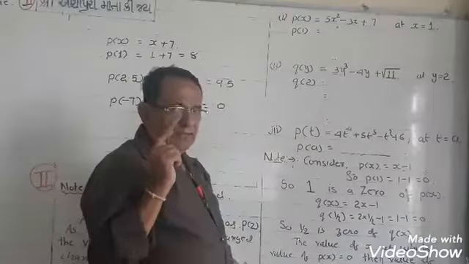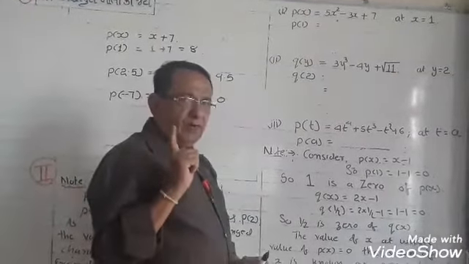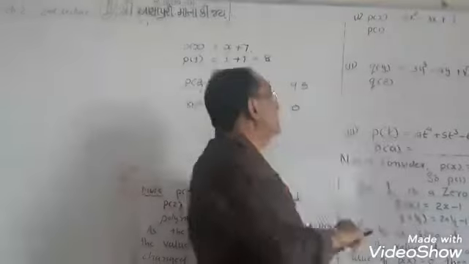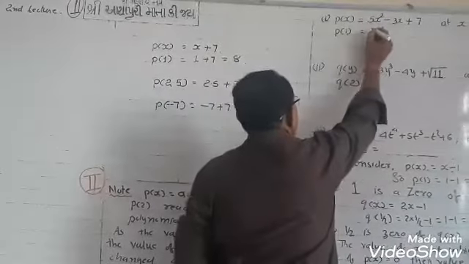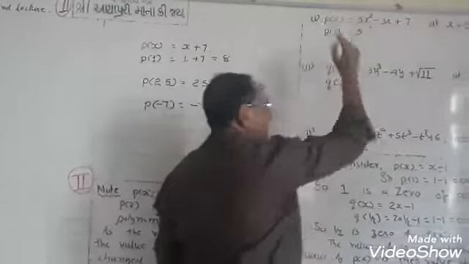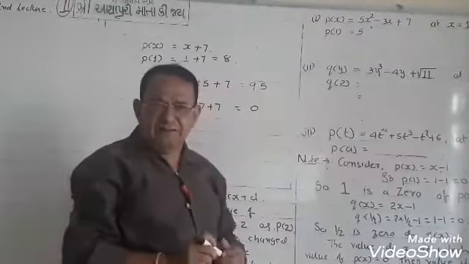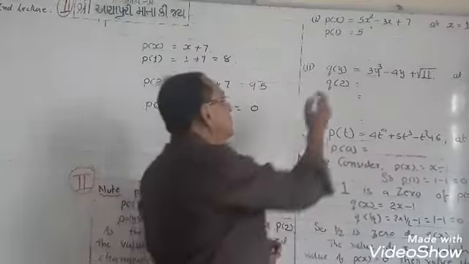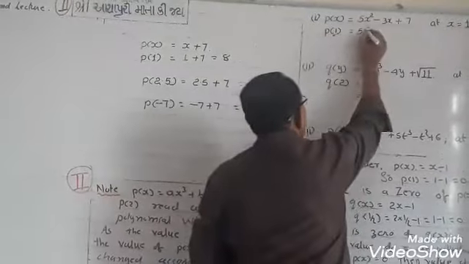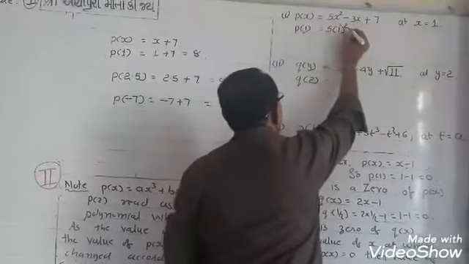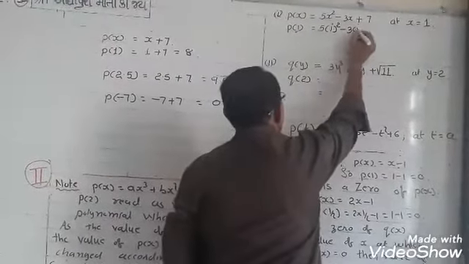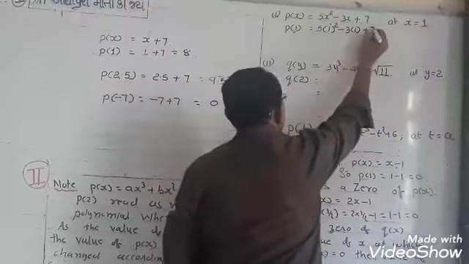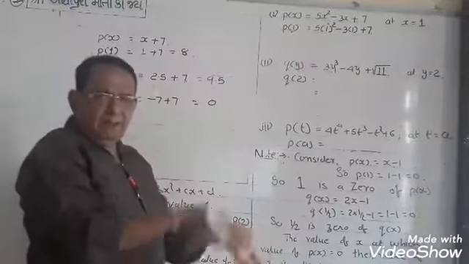What is the value of x? 1. What do we want to find? The value of the polynomial, P(1). Wherever x appears, what do we write, 5 or 7? 1, because here there is 1. 5 into 1 square minus 3 into 1 plus 7. Get it? Simplify it.